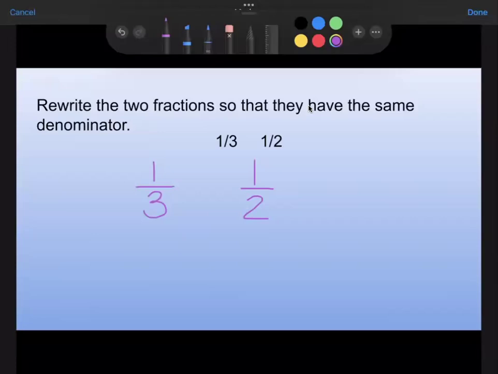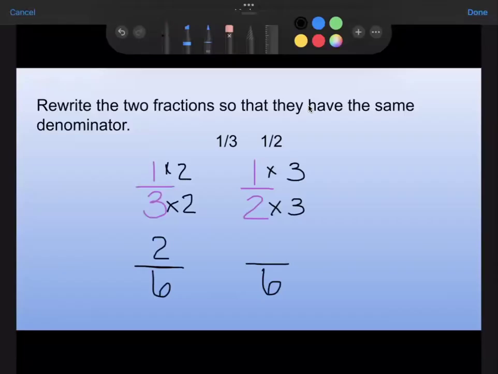So the second choice is to multiply them by each other. So I'm going to go ahead and multiply this times 2 and this times 3. What that will do is give me a common denominator on the bottom of 6 for both fractions. Now, whatever I did to the bottom, I have to do to the top. So 1 will be times 2, and this one will be times 3. Well, 1 times 2 is 2, so that gets over there, and 1 times 3 is 3. So that means I rewrote these fractions into 2 over 6 and 3 over 6.